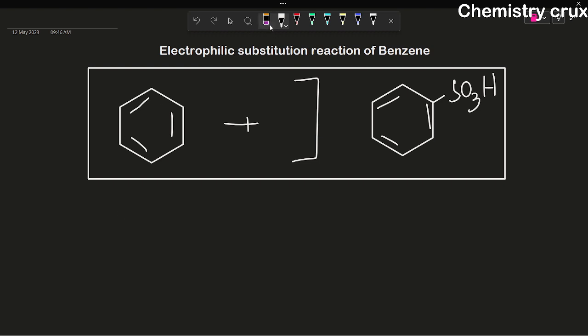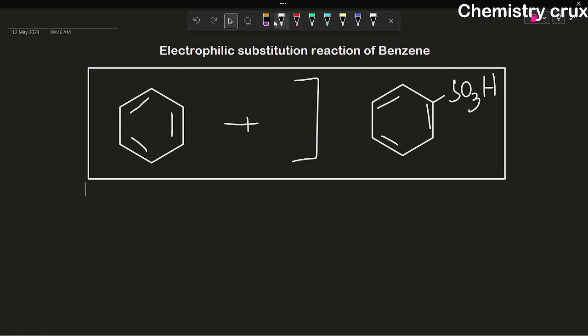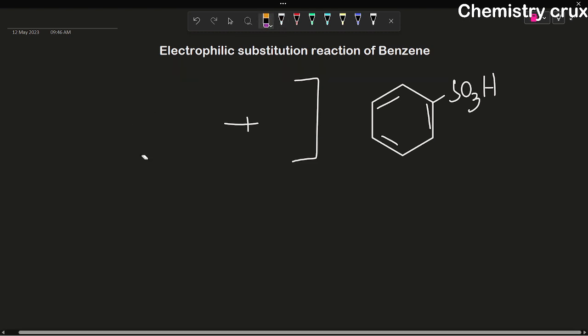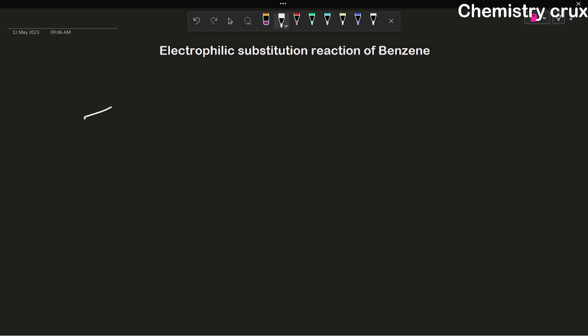Now let's start. Before I start the mechanism portion, let me tell you a few things about this benzene. Benzene is an aromatic compound, and it is a highly stable compound. You must be knowing that. It is highly stable because of aromaticity.